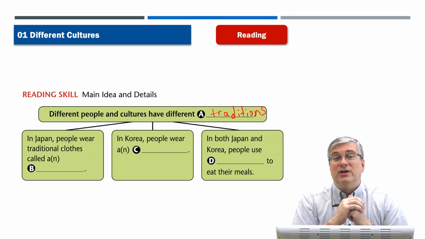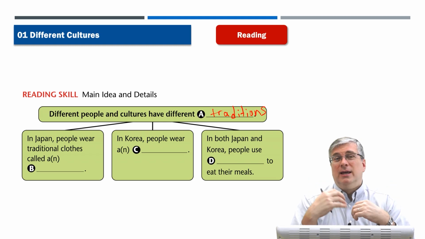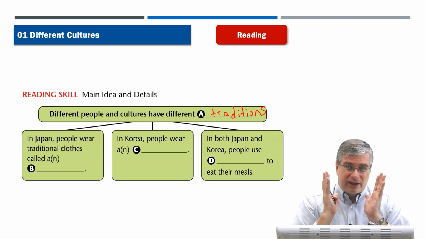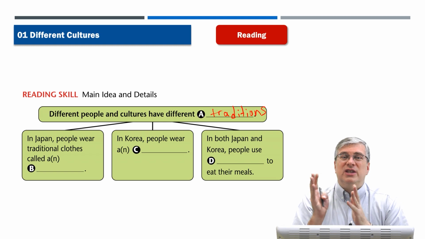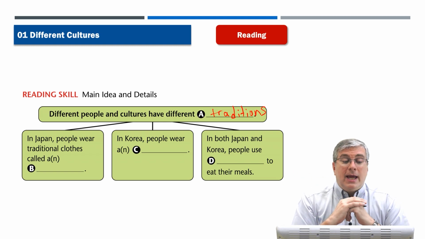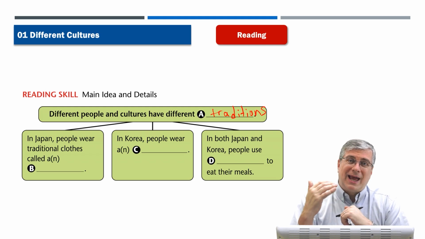Because there's more than one tradition. There's a Japanese tradition, there's a Korean tradition. There's countless traditions. Okay, good. So, an example. What's an example of that? So now we need some details to support that idea.